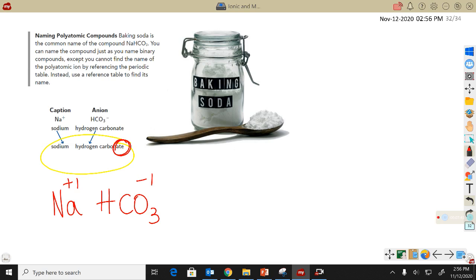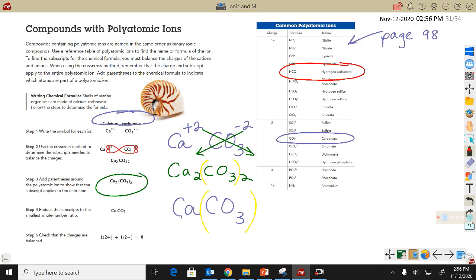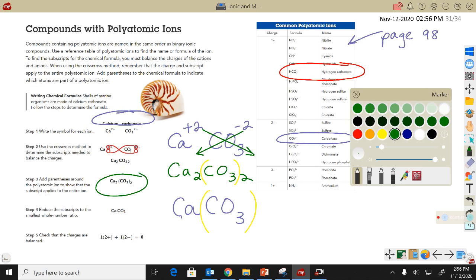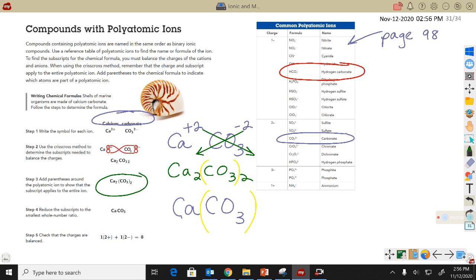Okay, so here might be just a couple other examples. Let's write a couple examples of things that might come up. So what if I were given something like potassium sulfate? I want to write the formula of potassium sulfate. Okay, well, I need the charges, right? I need the ion charges.